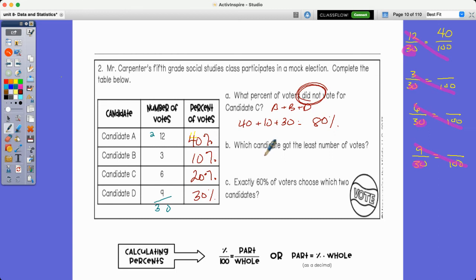What candidate got the least amount of votes? Well, look at that. Pretty easy to read. It was candidate B. Exactly 60%. Which two candidates? So you can only use two. Look at which ones, and it's A and C, because 40 plus 20 is 60.